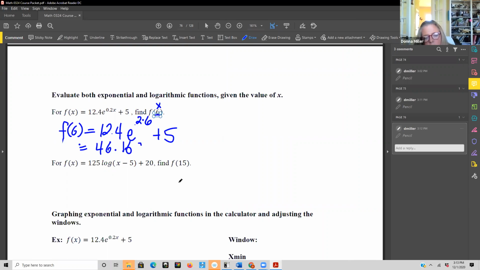All right. So, and I can do the same thing. I can evaluate logs. This is a common log. It's base 10. So I just plug the number in, the 15 there. So log 15 minus 5, plus 20. So again, I can just plug this in, Mr. Calculator.